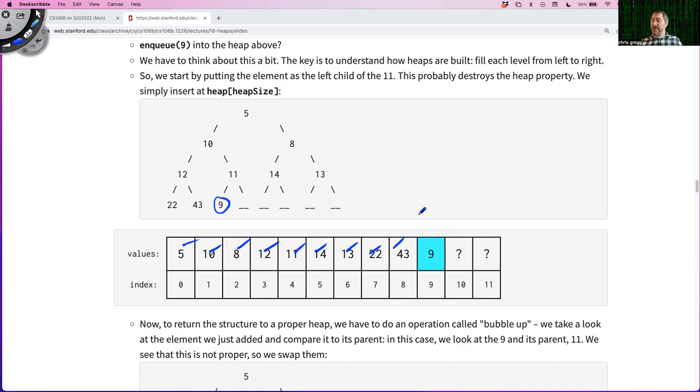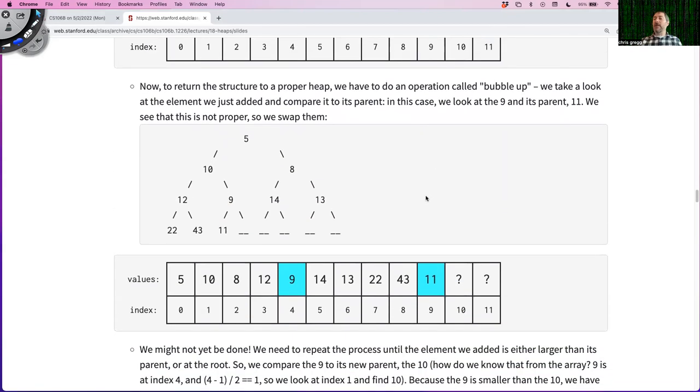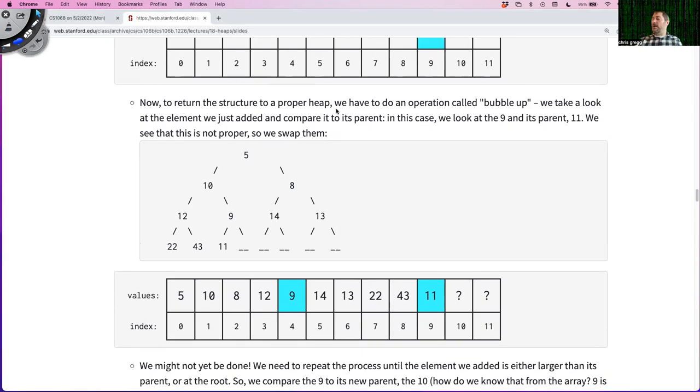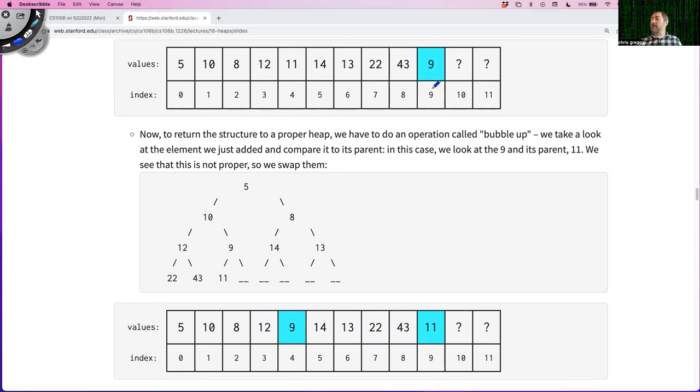And what we did was we said, oh, okay, let's put it at index of the heap size, which means we're going to put our 9 at index 9. That's how we knew to put it there. So you always start by putting the new value you're enqueuing at the end of the heap, in the sense of what the heap size is. Okay, so we start with that. And then we said, let's check our 9 and 11. So let me actually do it up here. There we go. We said, hey, let's look at index 9.